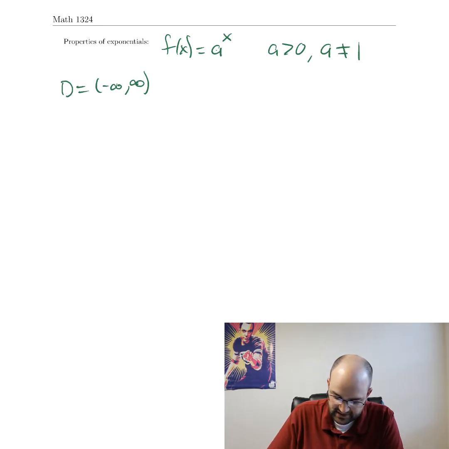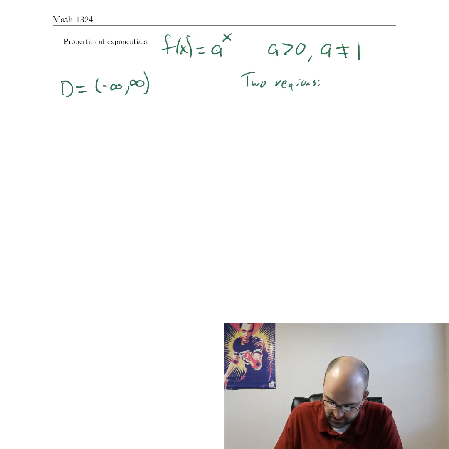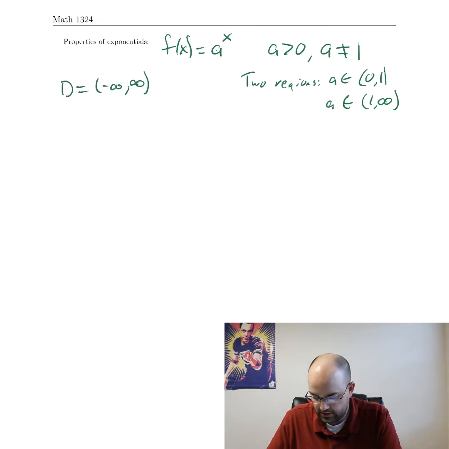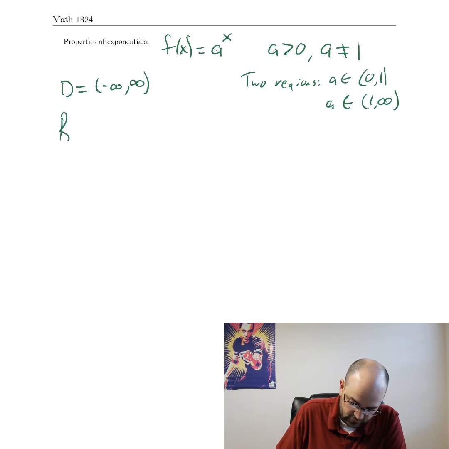Now, what that means is that we have two different regions for a. The first region is when a is between 0 and 1. And then we have a is greater than 1. Now, that just means element of. So a is in 0 to 1, a is in 1 to infinity. Notice that I'm excluding the 1 there. Good deal.